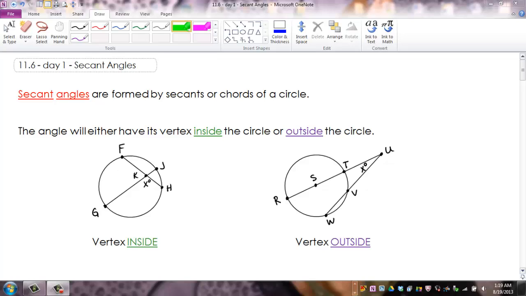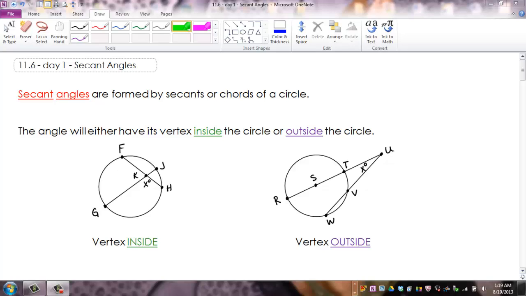This is the video for section 11.6 Secant Angles. Please follow along with your video worksheet. The first section has all of the terms, definitions, and diagrams that I will be using, and the second section has all of the example problems that I will be showing you. Please fill in the worksheet as you watch the video. Let's begin.